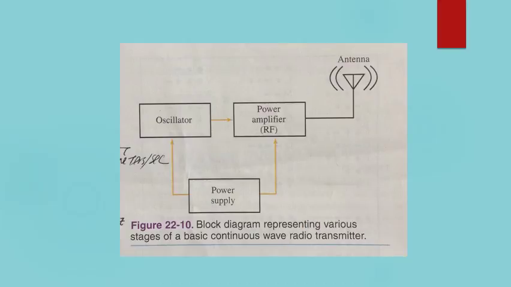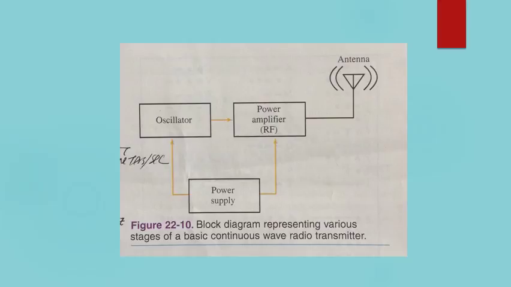The radio transmitter. This is section 22.3. Any oscillator will produce radio frequency waves. When the oscillator is connected to an antenna system, it sends energy into the atmosphere. Amplification will increase the amplitude of the oscillator wave so that it will drive a final power amplifier.